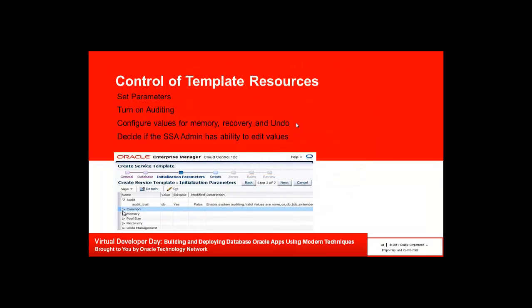The next step is to actually set the parameters, decide if you want to turn on auditing, configure values for memory, recovery, and undo, and decide if the actual SSA admin has the ability to edit these values. Remember, this is at this template level. This is not for the Database as a Service portal. So this is for the database that utilizes this template.